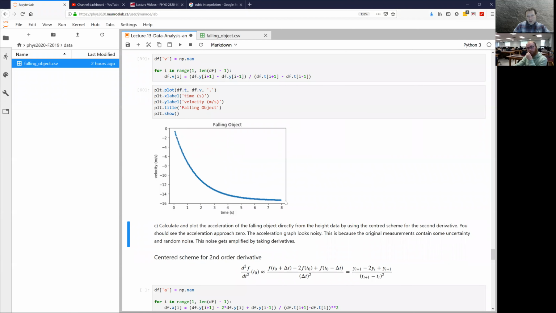So there's the velocity, and what you can see is the velocity starts off at 0, quickly gets larger. This is it accelerating under gravity, and approaches asymptotically some value. What it's approaching is the terminal velocity.